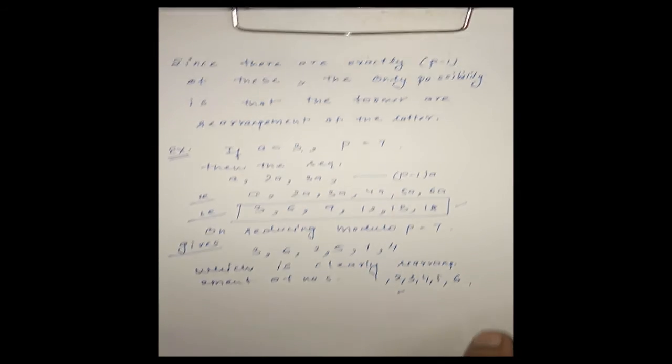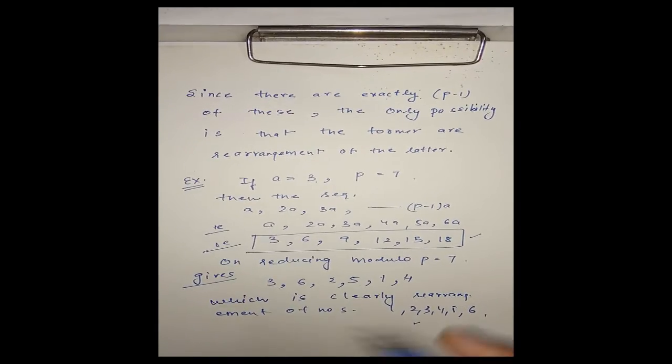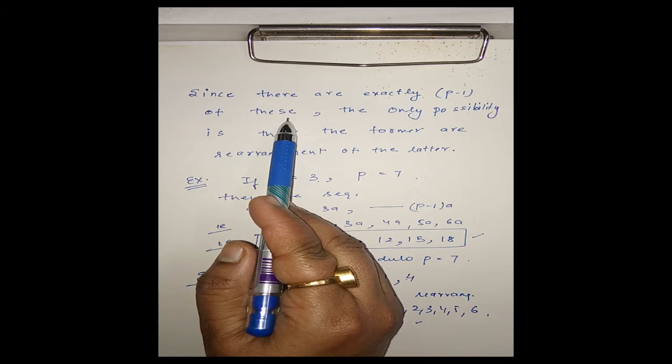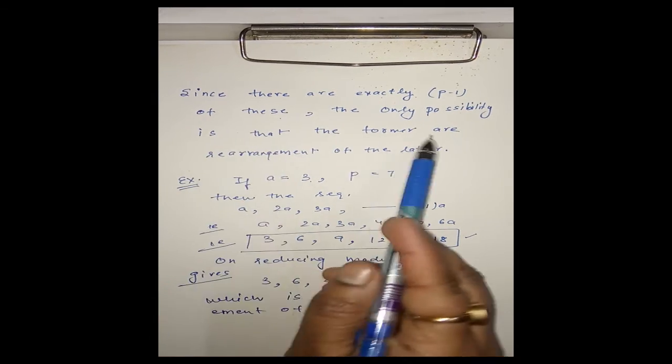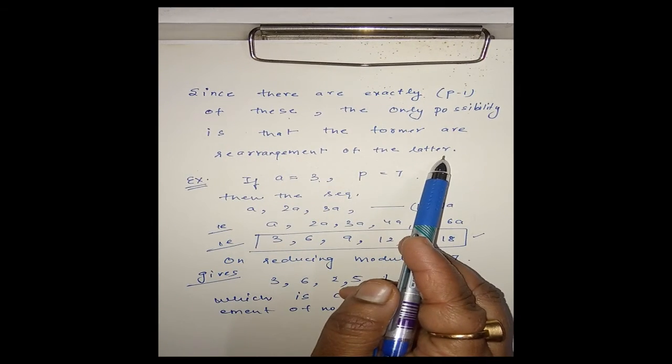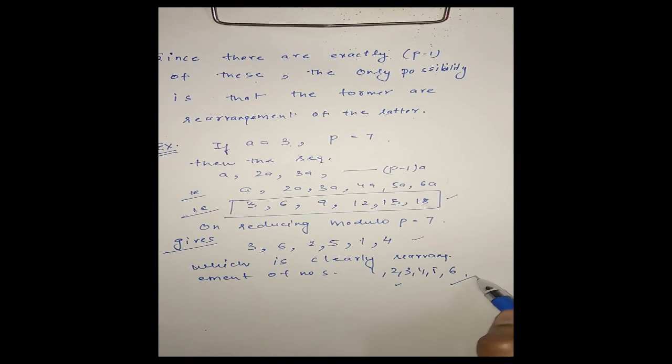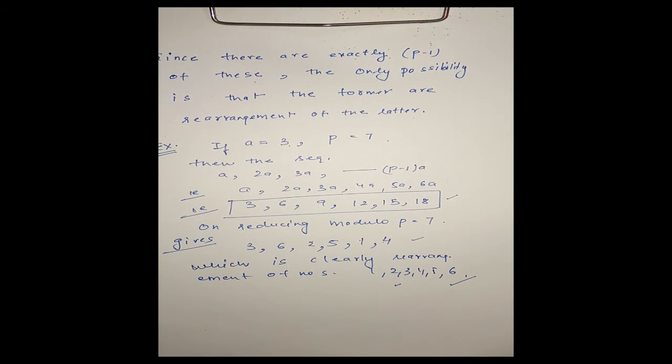Same way we have written here also, since there are exactly p minus 1 of these, the only possibility is that the former are a rearrangement of the latter. Clear? Now it is clear?